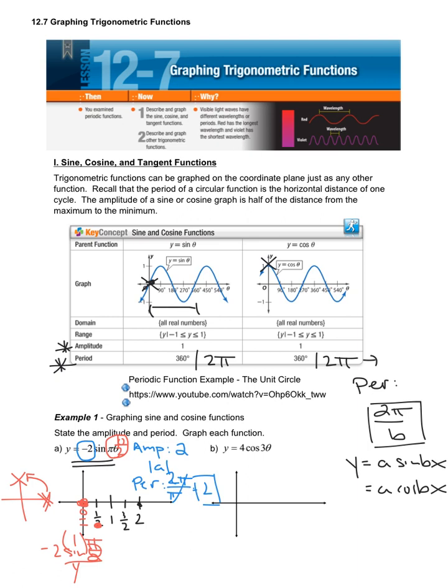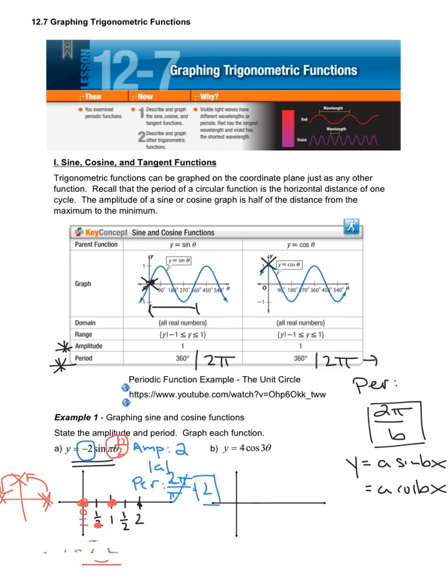All right. Then we can do the same thing again. So we'll start our equation over. This time I'm going to plug in a 1. So negative 2 times sine of 1 times pi, which is just pi. The sine of pi, if we go to our unit circle at pi radians, the sine value is 0. 0 times negative 2 is 0.